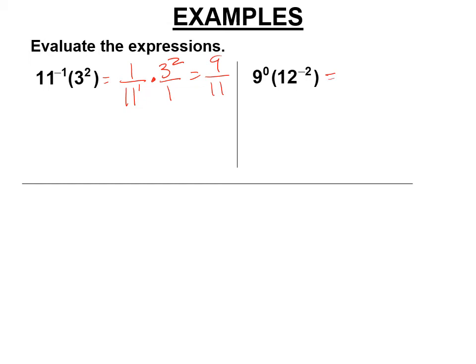So not everything to the 0 power is 1. So 9 to the 0 is 1. Then this becomes 1 over 12 squared. Well, that's 1. I don't need that. 1 over 144. Right?